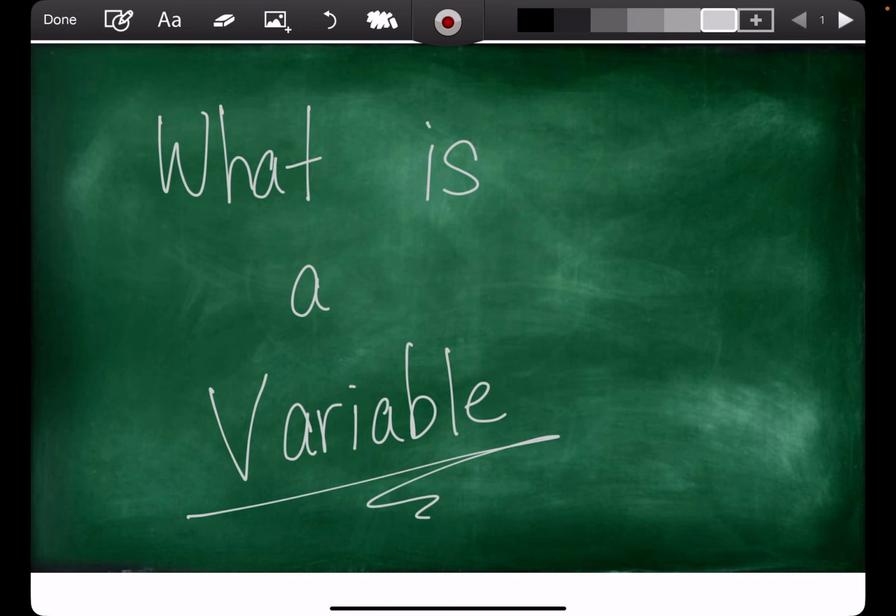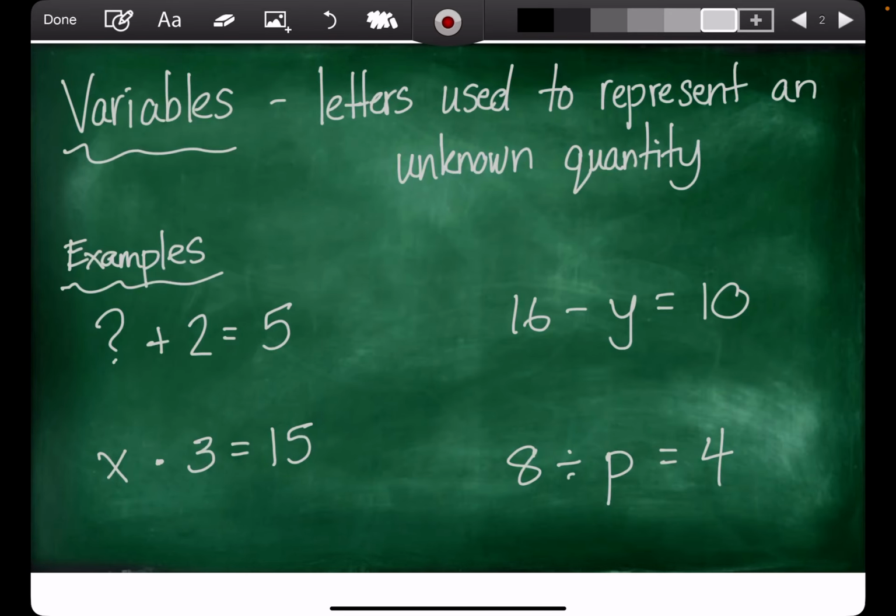All right, so first of all, what is a variable? A variable is a letter used to represent an unknown quantity or amount. In other words, in math, if you see a letter, that letter is acting as a placeholder. That letter is there because we are trying to figure out what number should be in the place of that letter. So we have variables like X, Y, Z, any letter, and they're just symbols. That's all they are. They're symbols to represent that we don't know that number yet.